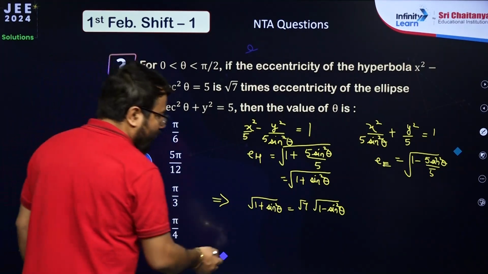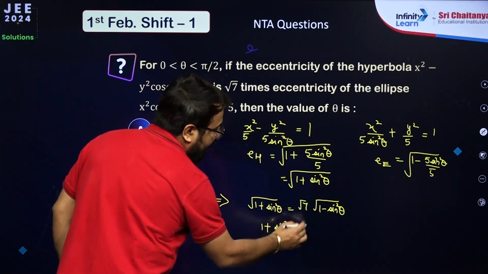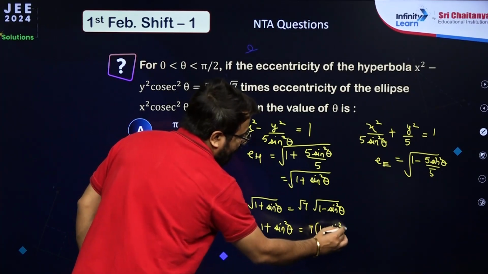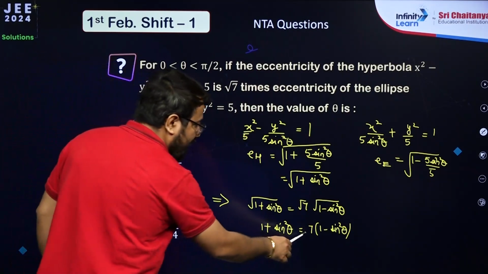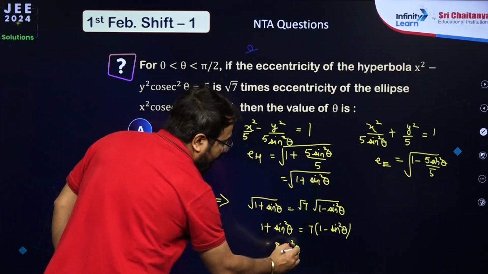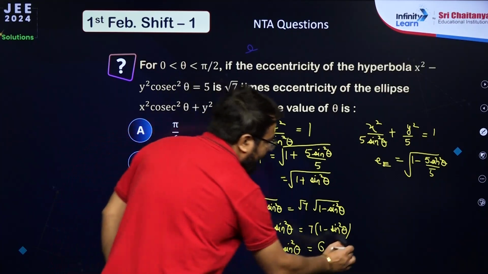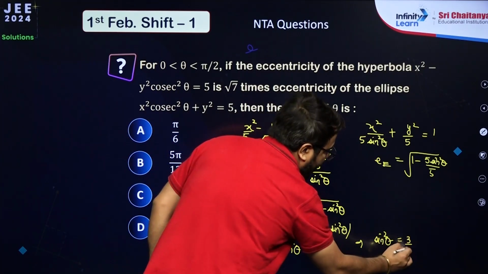If I try to square both the sides, here I will have 1 plus sine square theta, and here I will have 7 times 1 minus sine square theta. Bring all the sine square to one side. So 7 sine square, if I take here, it will become 8 sine square. And 7 minus 1 will be 6 over here. Then we can get the value of sine square from here, that is 3 by 4.